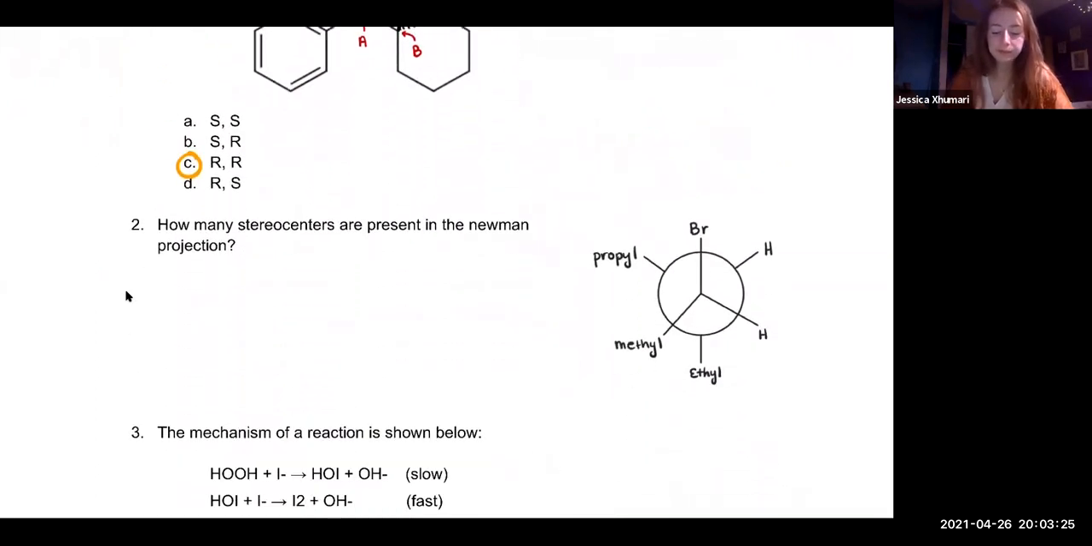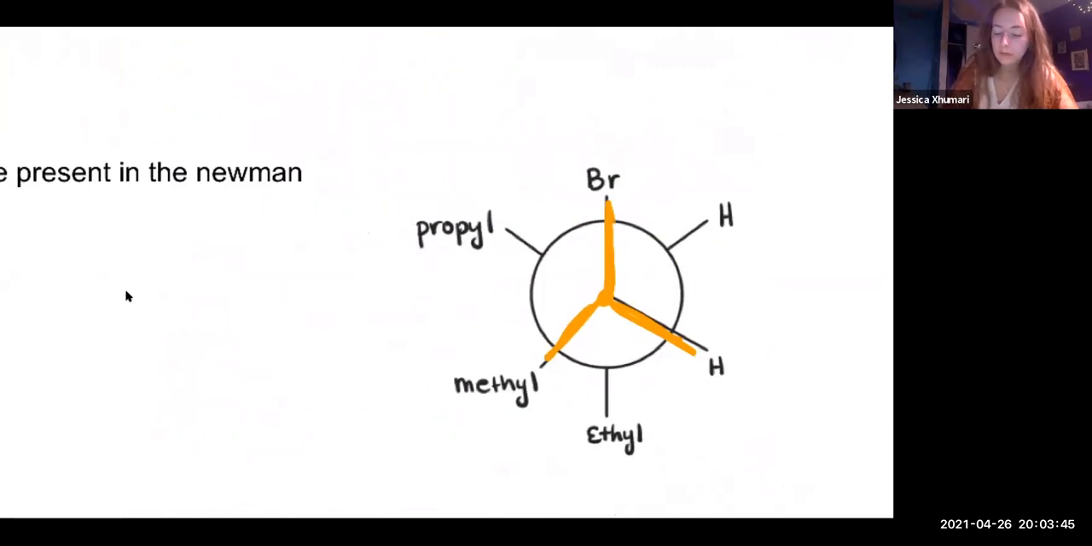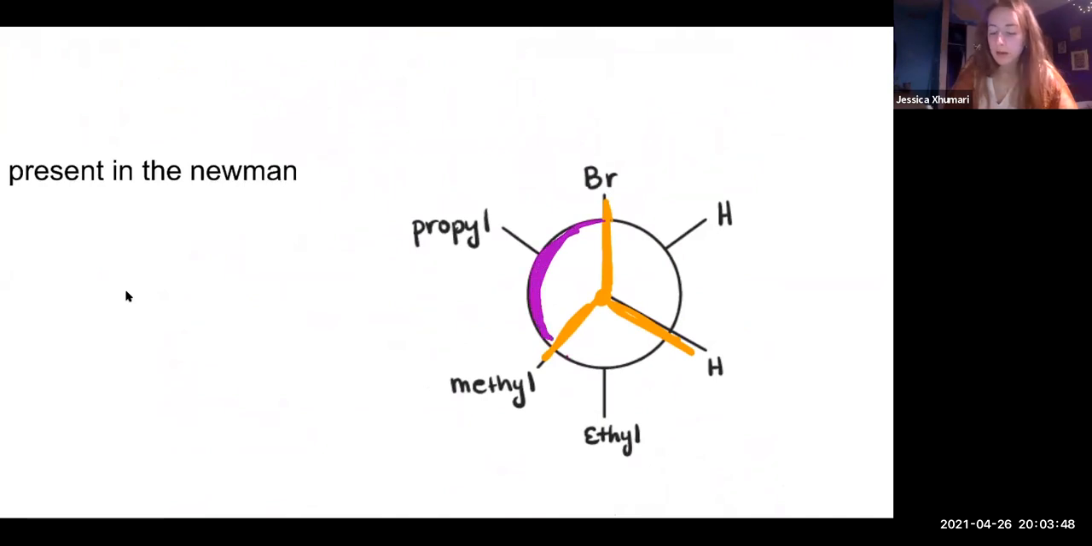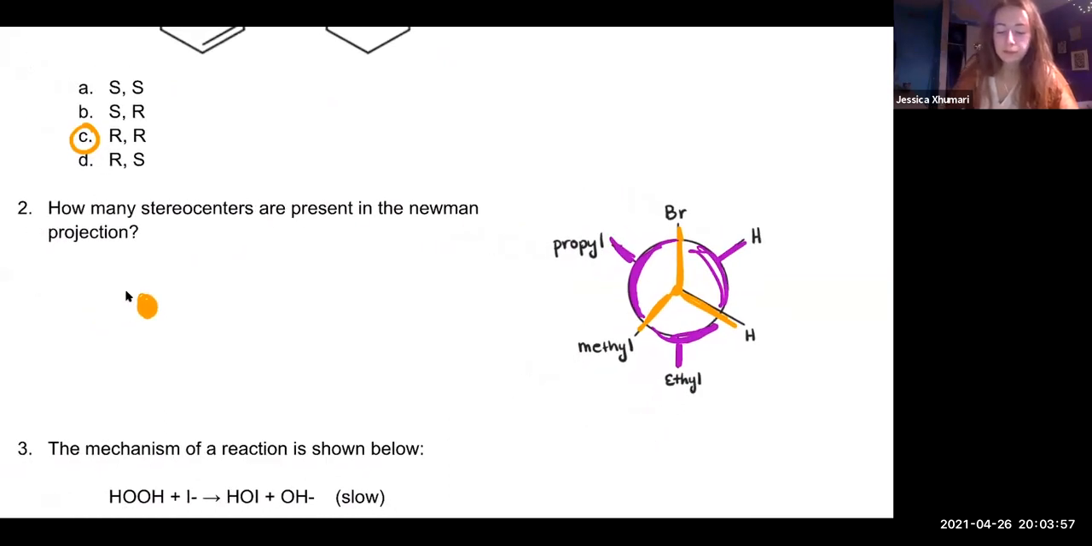Okay, for number 2, the way to attack these problems is always to draw them out. So we have our orange carbon here, which I'm going to represent here. And then I'll draw in another color. In purple is going to be our back carbon. And that will have these substituents here. In black, I'm going to write the bond you're not able to see. And then in purple will be the open circle.